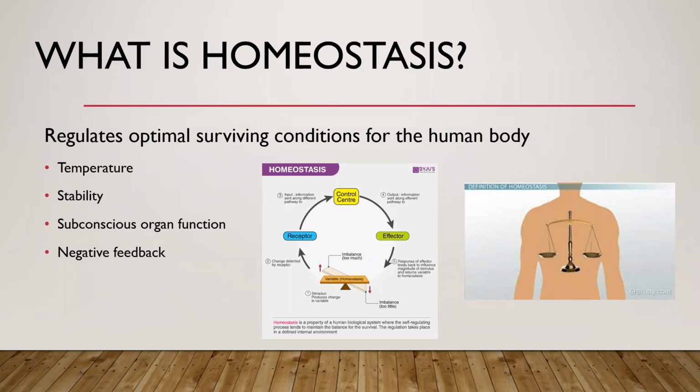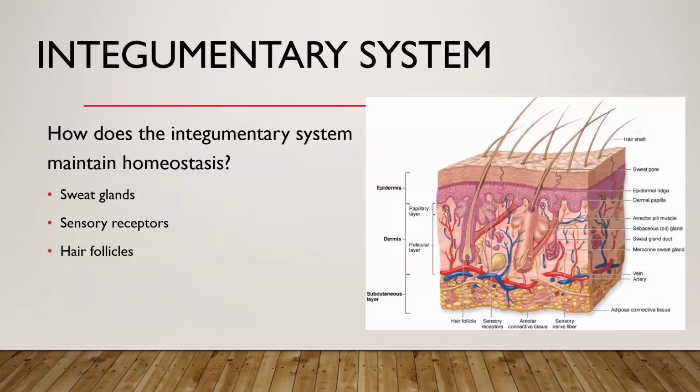And something else that's really big about what homeostasis is, and the real driving point, is it regulates optimal surviving conditions for the human body. And this is through things such as temperature, stability, subconscious organ function, and negative feedback loops, which is how the body goes about homeostasis a lot, which we'll get into a little bit more as we go on with this presentation.